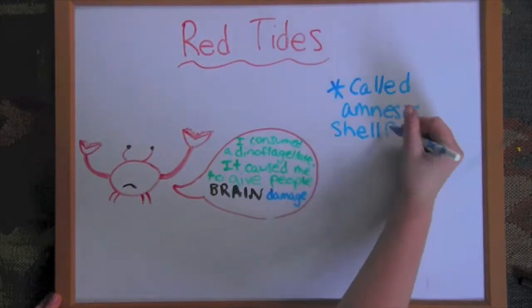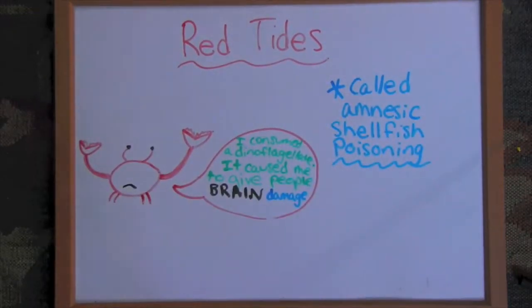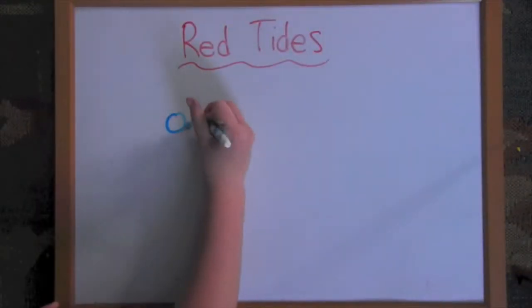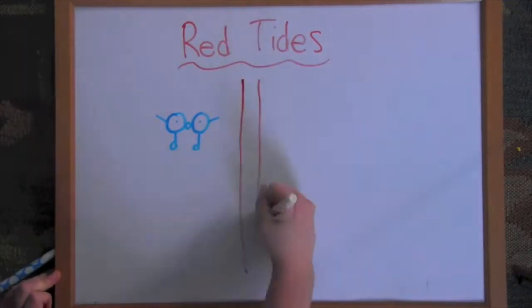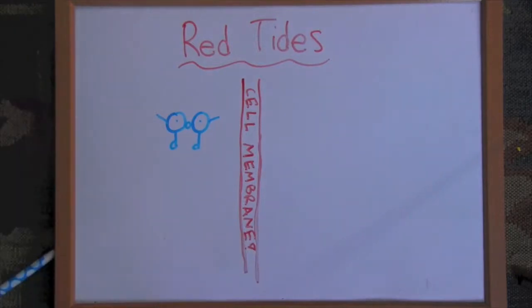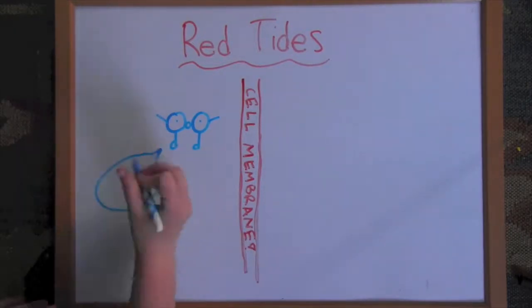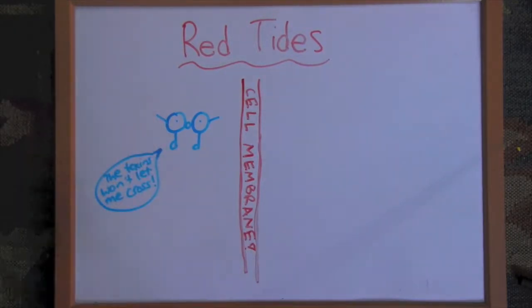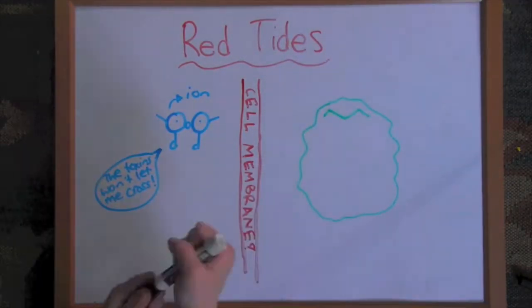This poisoning is called amnesic shellfish poisoning and is caused by domoic acid, which attacks the brain. There are various types of toxins released by dinoflagellates that can affect neural synapses by interfering with the movement of ions across cell membranes.